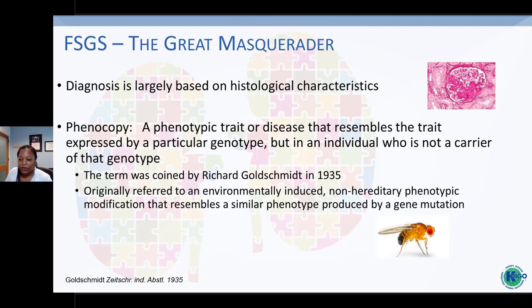This term was coined by Richard Goldschmidt in 1935, originally referring to an environmentally induced, non-hereditary phenotypic modification that resembles a similar phenotype produced by a gene mutation. A good example of this is in the Drosophila species melanogaster, where a variety of environmental factors like temperature, shock, or radiation can produce abnormalities in those particular fruit flies that resemble the abnormal phenotype of known genetic mutations, or phenocopies, if you will.